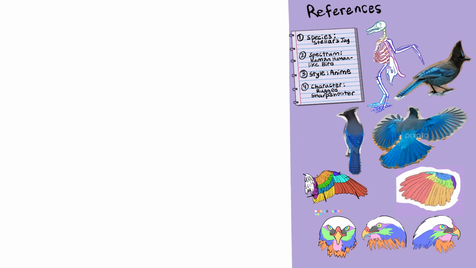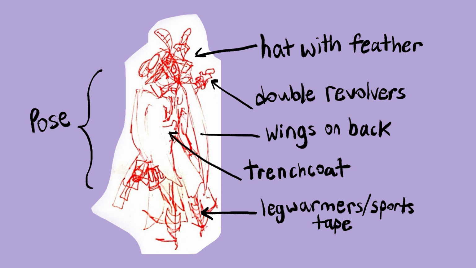So for this example, I chose the Stellar's Jay. I'm leaning towards human, but still pretty bird-like. I'm going for an anime-like style, and I'm making him a rugged sharpshooter. Before I started, I actually drew some really quick concept sketches until I found a pose and look I was satisfied with. It's really messy and unclear, but you can pick out what I was going for.